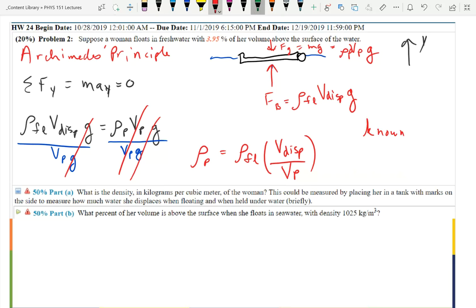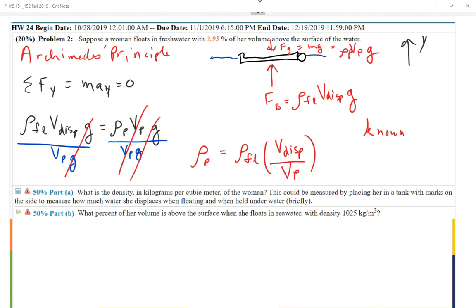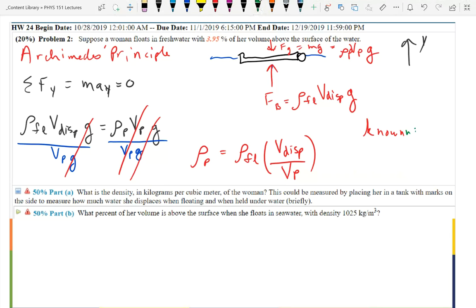I hit the green button. You guys can see that, right? The green button's highlighted, it just didn't take. I just put 10 to the third kilograms per meter cubed because it's the quickest way to write 1,000.